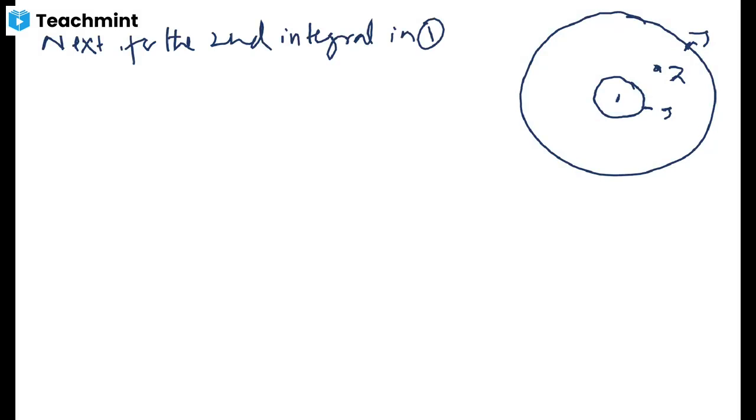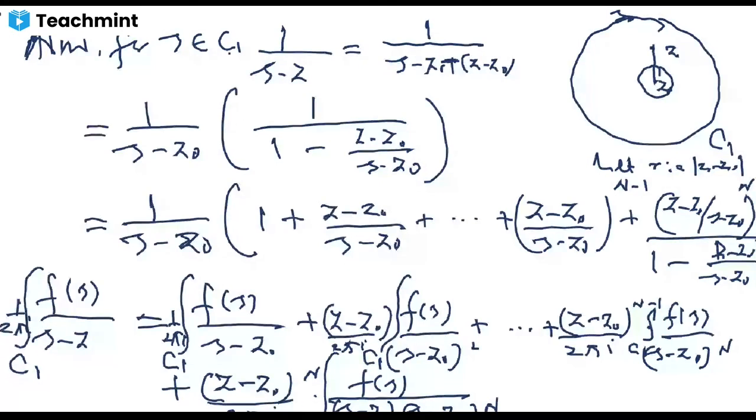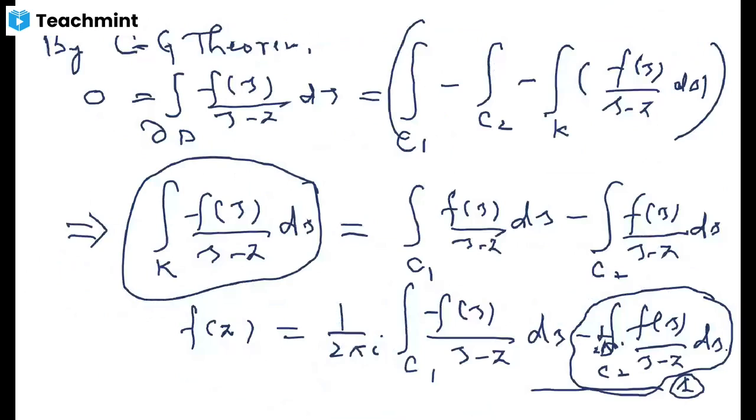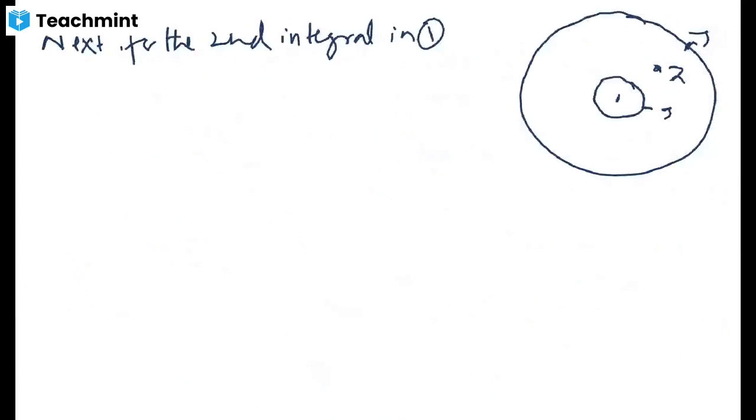So next, regarding the second integral in equation first, I hope I have given it name first. Yes, I have given it name first. So in the second integral, I can write this minus. I have minus also there, zeta minus z, as I have to make some quick change here.